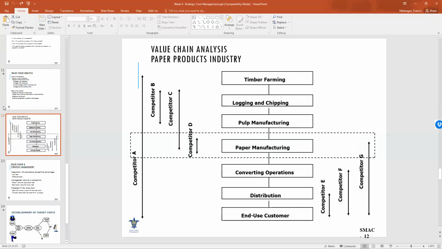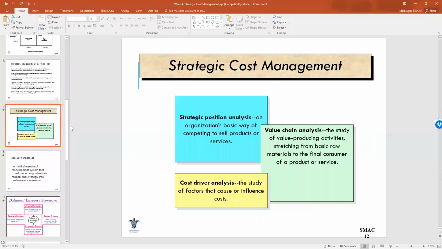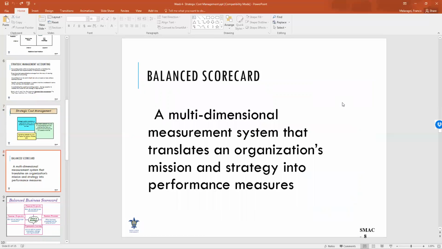So going back to the thinking here, when we talk about strategic cost management, we're really talking about understanding where we are strategically, making sure that we understand what drives our cost, and then also making sure that we understand the value chain and optimizing the value chain.